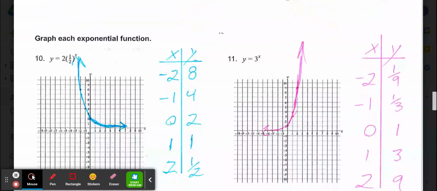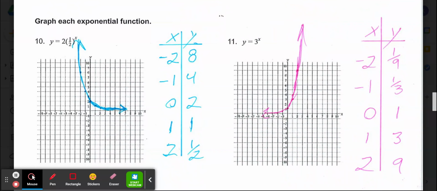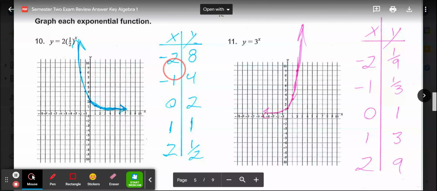Graphing the exponential functions, I always put in a -2, -1, 0, 1, and 2 for x. Use your calculator to get the y values. So in 10, we have a graph coming down left to right with a curve. In 11, it's going up left to right with a curve.